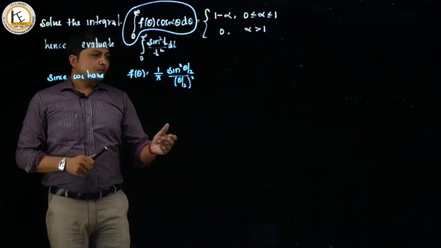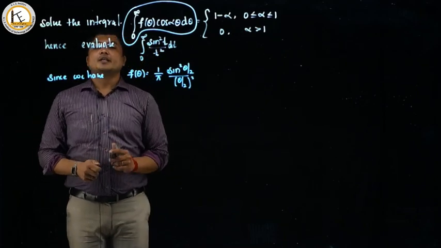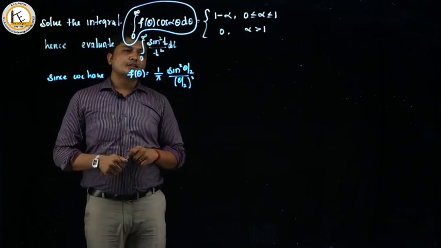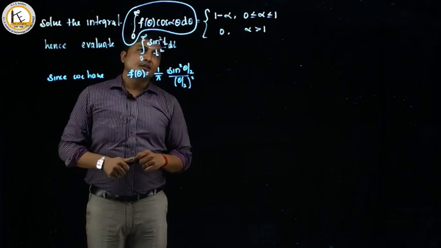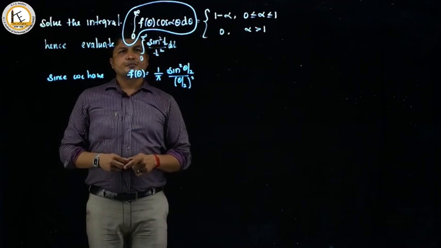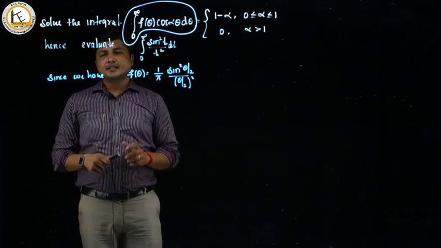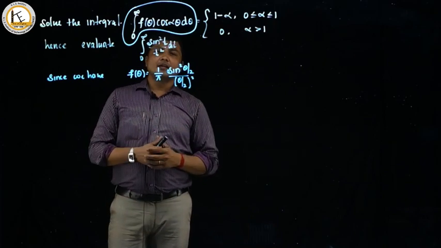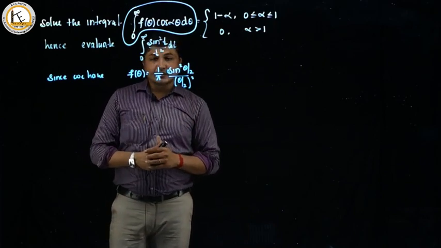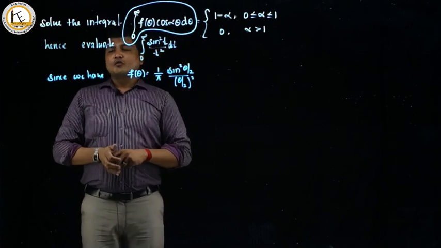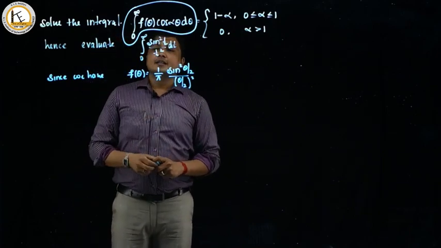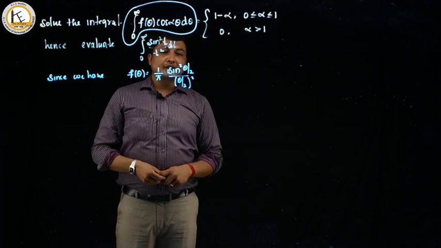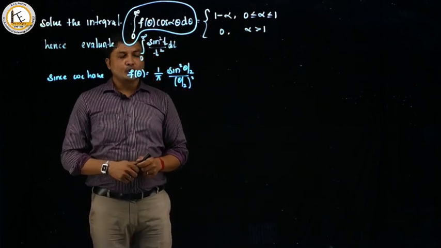So from the first half we got f of theta. f of theta is equal to 1 upon pi into sine square theta by 2 divided by theta by 2 the whole square. Every time there are two parts in this kind of problem, to evaluate the second part we make use of the answer of the first part. That's why we have the answer in the first part as f of theta is equal to 1 upon pi into sine square theta by 2 divided by theta by 2 the whole square.